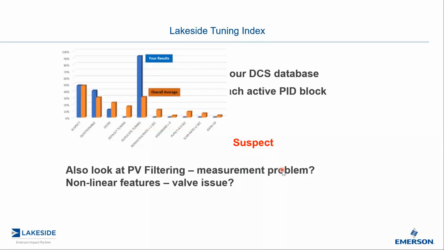Now, I generate a dashboard of your results, and I compare it to the industry average. You can see here, this one has a lot of what I call duplicate tuning. That means there are 2, 3 or more control loops that have exactly the same tuning parameters. So probably some sort of copy and paste issue. That means one may have good tuning, but the next one has exactly the same. It doesn't mean that the tuning is bad. It means that it's never been properly bumped, analyzed, and tuned.